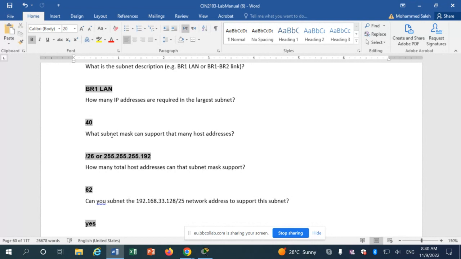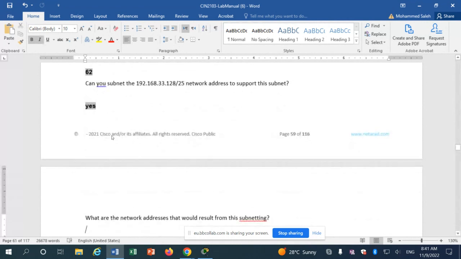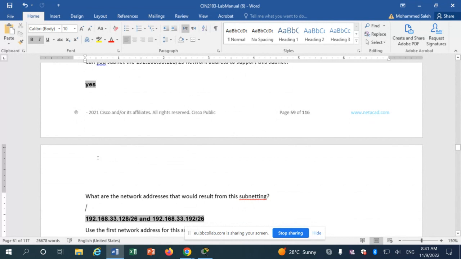Let's answer all the questions. I don't want to skip anyone. How many total host addresses can that subnet mask support? Which is 2 to the power of 6 minus 2. But we need only 40. We are not wasting much, so we reduce the number of wasted IP addresses. Can you subnet the 192.168.33.128/25 network to support this subnet? Yes, we have already done that.